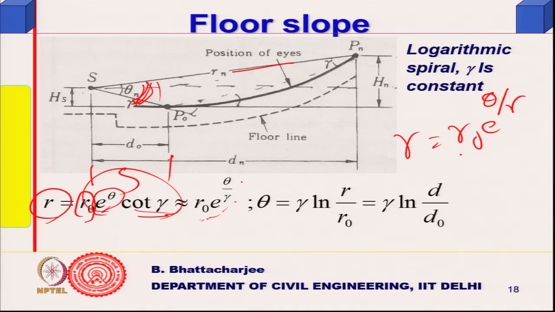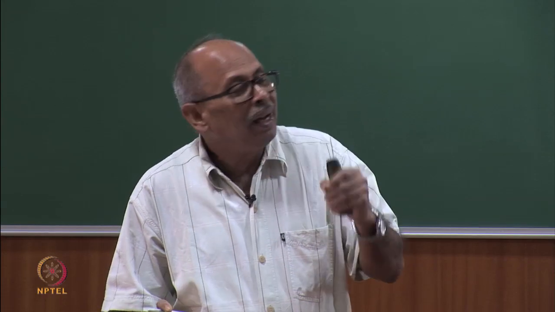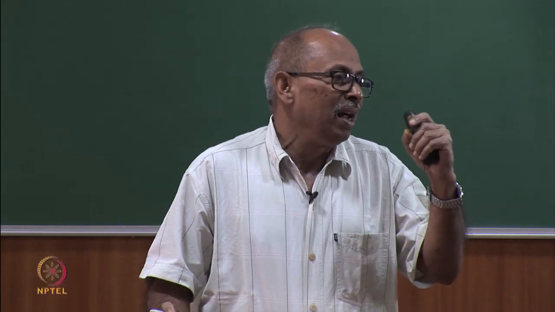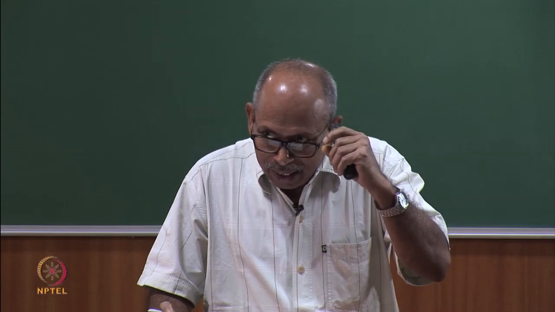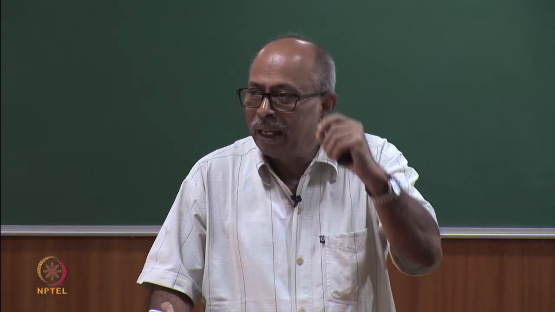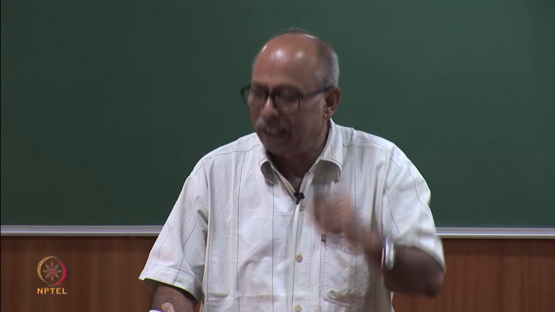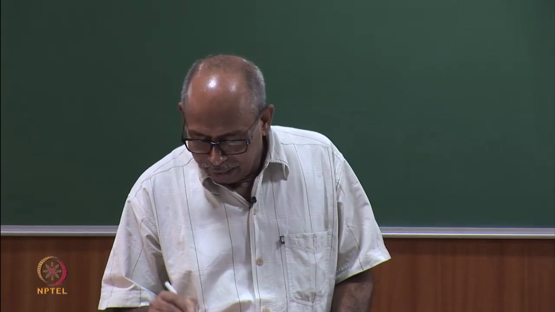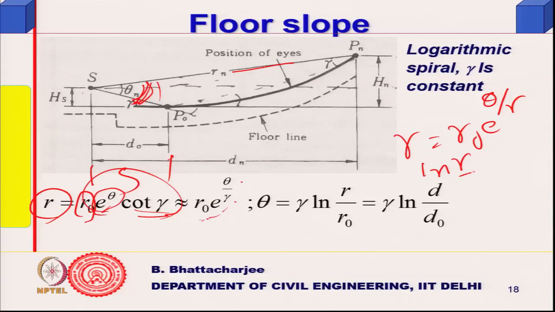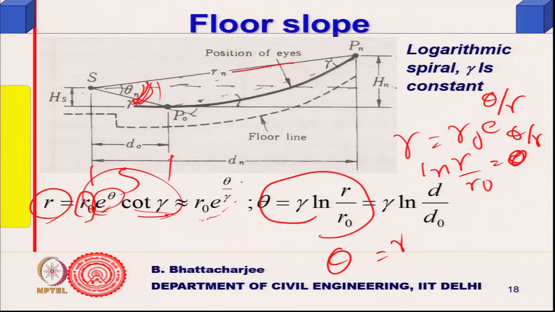So the logarithmic spiral satisfies this requirement of maintaining a given head clearance. If the gamma angle remains constant, it will maintain constant head clearance. If I take ln of both sides, ln r by R0 is equal to theta by gamma, sorry, this will be theta by gamma simply. So theta will be gamma ln r by R0.